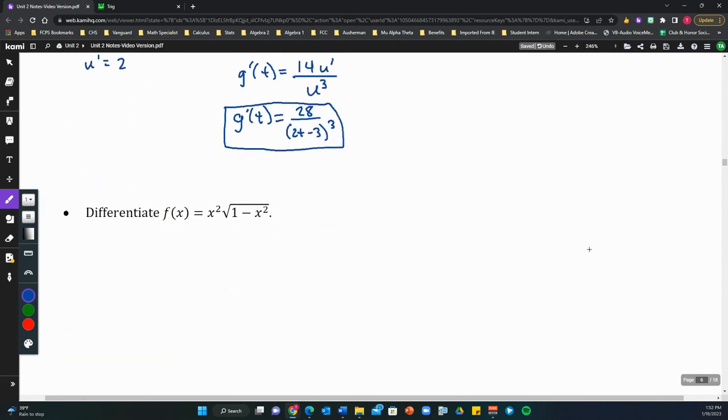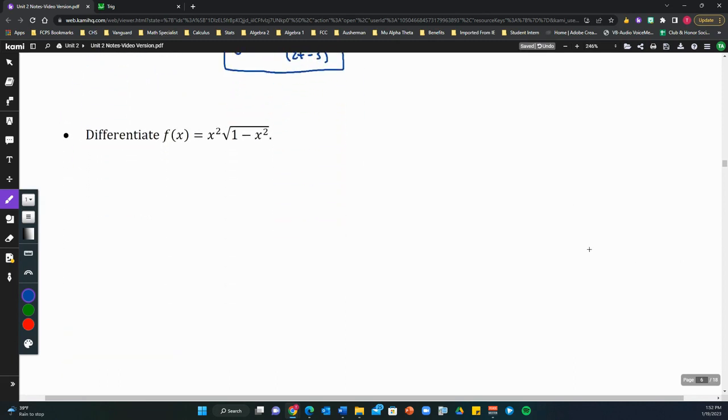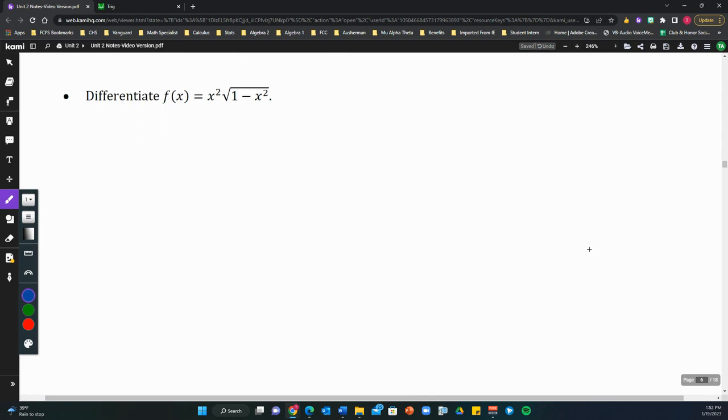All right, one more. This guy gets a little bit more difficult. So we're going to differentiate f of x equals x squared times the square root of 1 minus x squared. So just reading that, I know that it is a product rule because I said times. I'm taking one kind of function, a power term or a polynomial, times a radical. So x squared, that derivative is 2x. Second function, 1 minus x squared, that actually requires a chain rule.